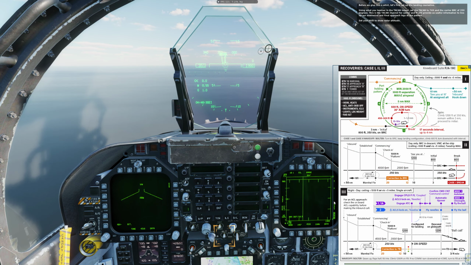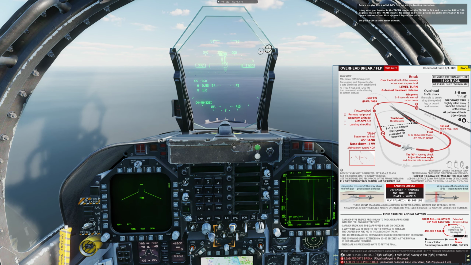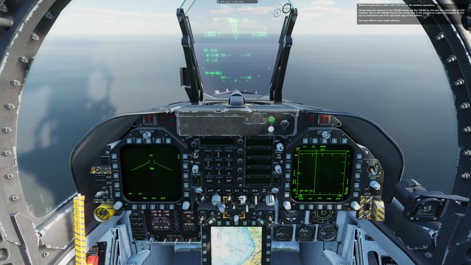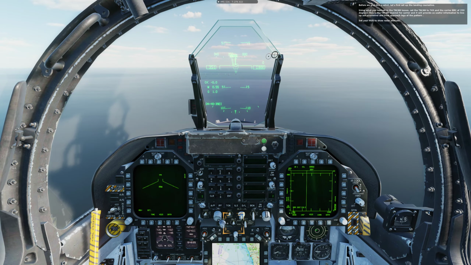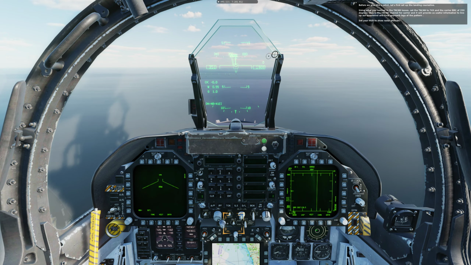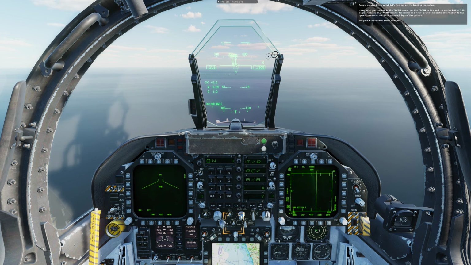Using what you learned in the TACAN lesson, set the TACAN to 74 X-ray and the carrier BRC of 350 degrees. This is the TACAN channel for the carrier, and it will provide us useful information to line up our downwind and final approach legs of the pattern. Set your HUD to show the radar altitude.